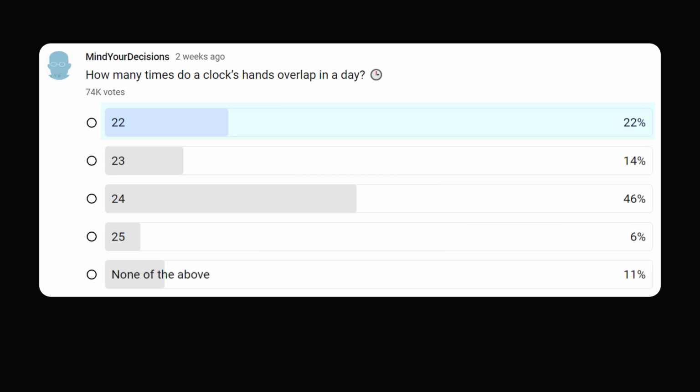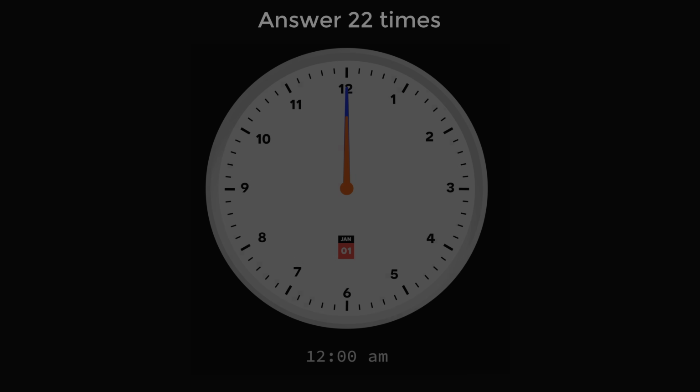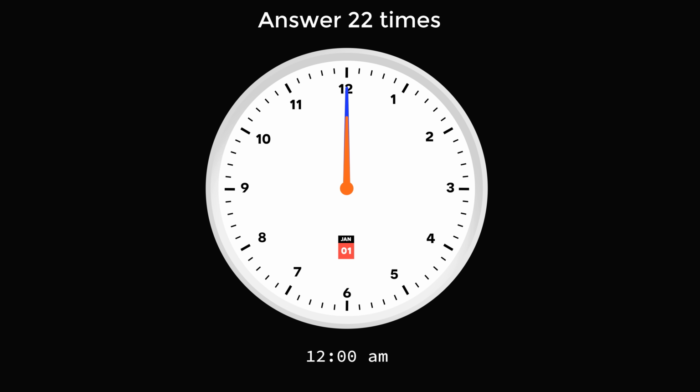But why is the answer 22? This is one of those puzzles where you have to see it to believe it. We will start out at 12 midnight, and this is certainly one time that the hands will overlap. So what's the next time the hour and minute hands will overlap? The clock needs to advance about 65 minutes and 27 seconds to 1:05:27. I'll explain how to do this precise calculation later in the video. For now, we will simply observe that the hands overlap at this interval. So the next time will happen about 65 minutes and 27 seconds later, and this will be 2:10:55.